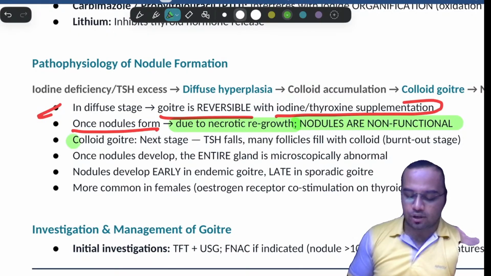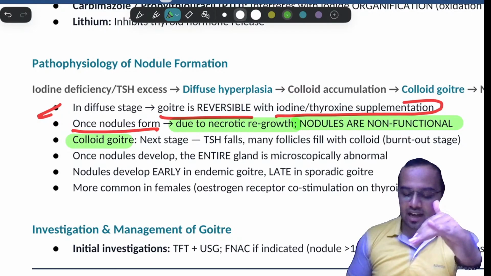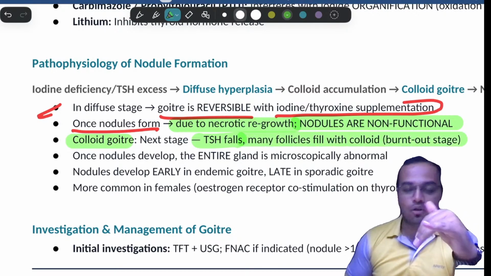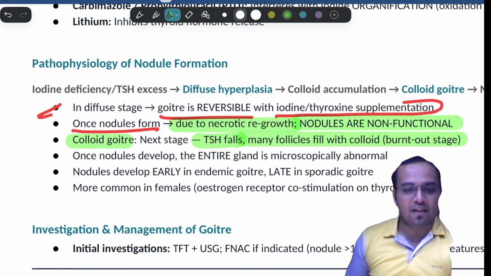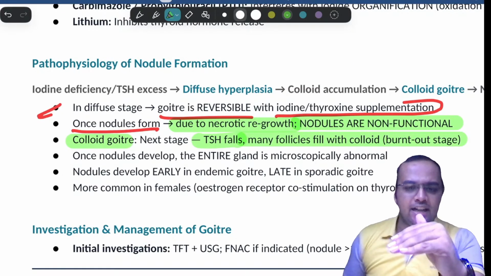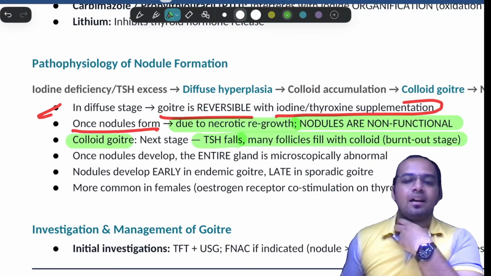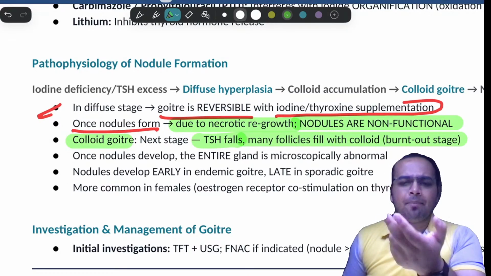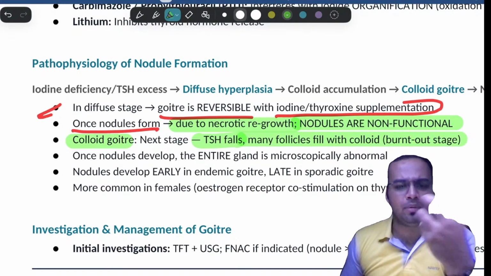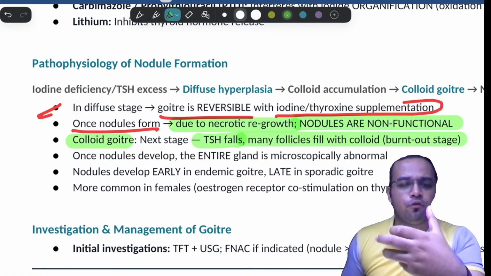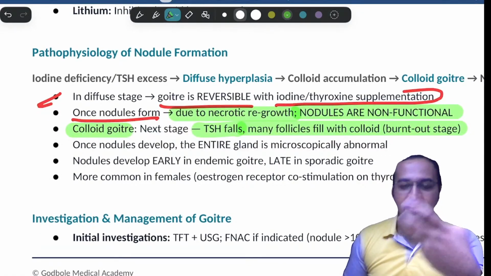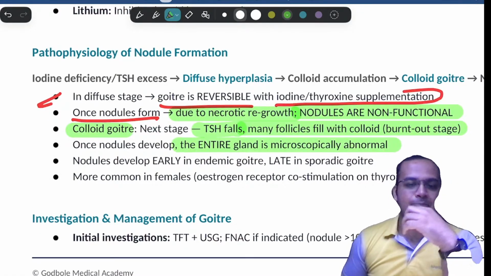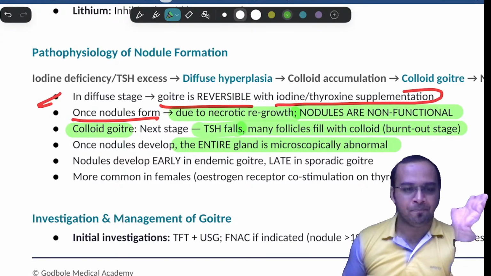Colloid goiter is going to be the next stage wherein the TSH starts falling and many follicles are filled with the colloid. So it is the burnt out stage. Whenever the patient has iodine deficiency, initially there is going to be a diffuse goiter. Then the patient will have multinodular goiter. Then the gland will go into exhaustion. There is going to be no hormone, but only colloid is going to form. And once nodules are developed, the entire gland becomes microscopically abnormal. So there is no use of keeping the gland.